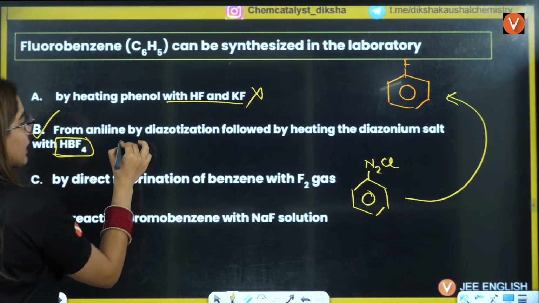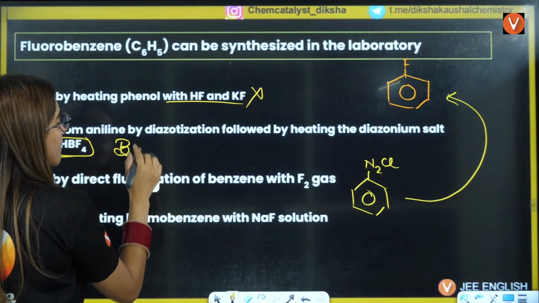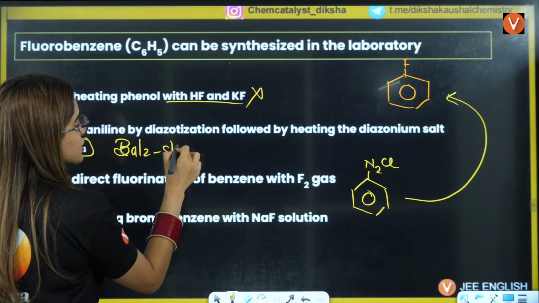Can you tell me the name of this reaction? That is the Balz-Schiemann reaction.